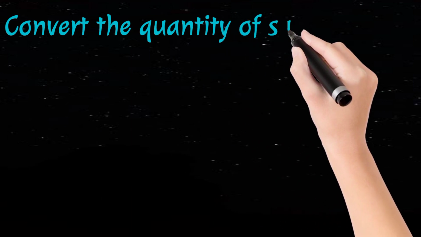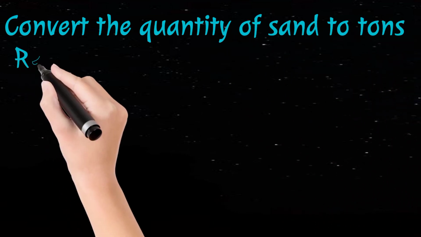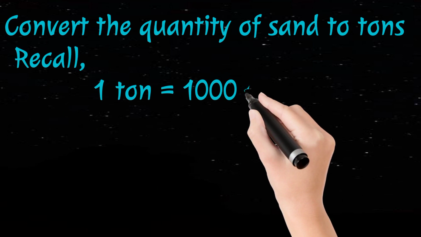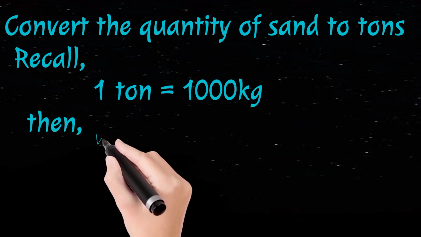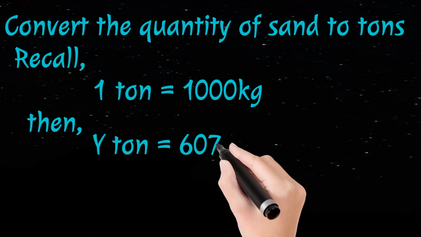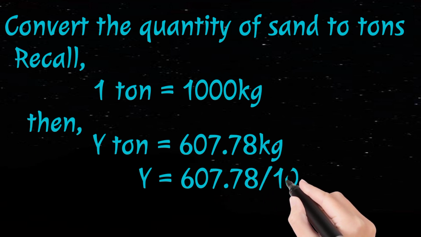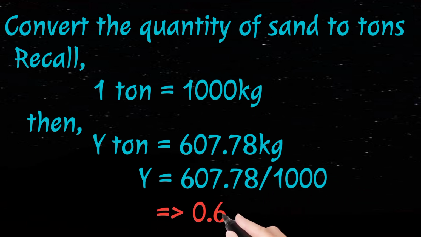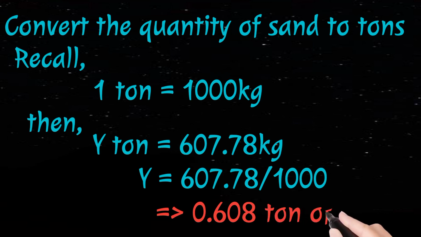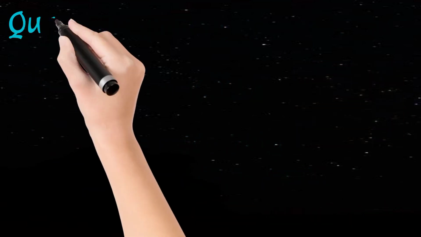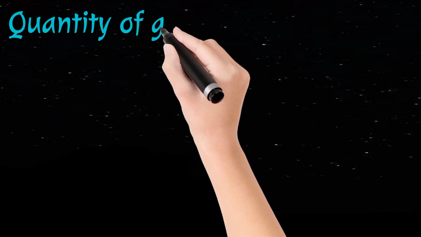Now we are going to express it in the industry standard, which is tonnage. So converting the quantity of sand from kilogram to tonnage, we have to recall that 1 ton is equal to 1,000 kilogram. So how many tons will give you 607.78 kilogram? Calculating this, we have 607.78 divided by 1,000. That gives us 0.608 ton of sand. So for sand, we have this value that is present in 1 cubic meter of concrete.